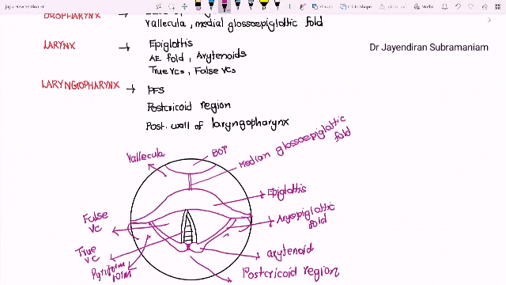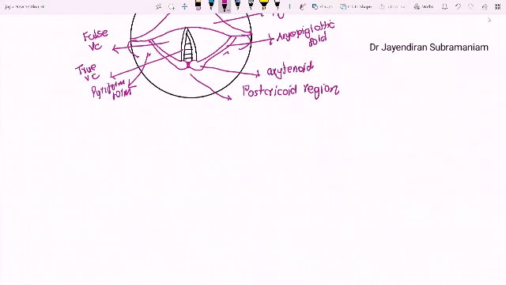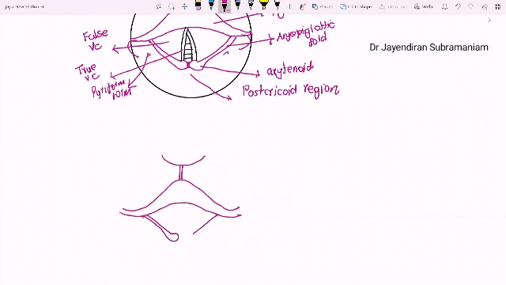So this is the simple diagram. Once again I will repeat the basic schematic diagram we have to draw. So we have base of tongue, median glossoepiglottic fold, so this is the epiglottis. Then we have the aryepiglottic fold. So this is the arytenoid. Then we have the true vocal cords. So this is the pyriform fossa area.